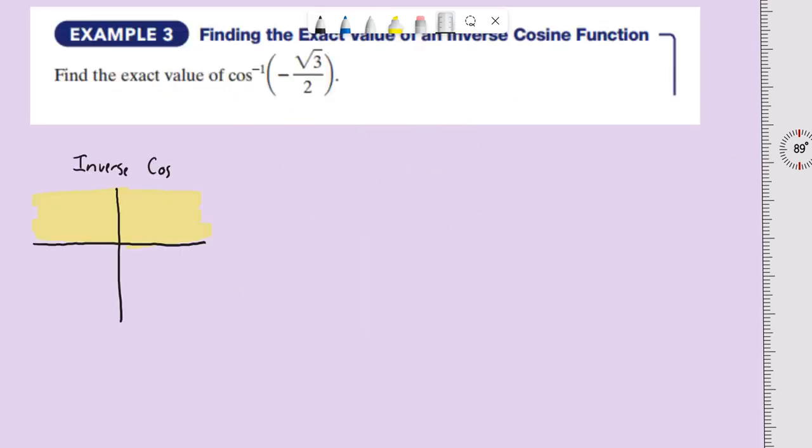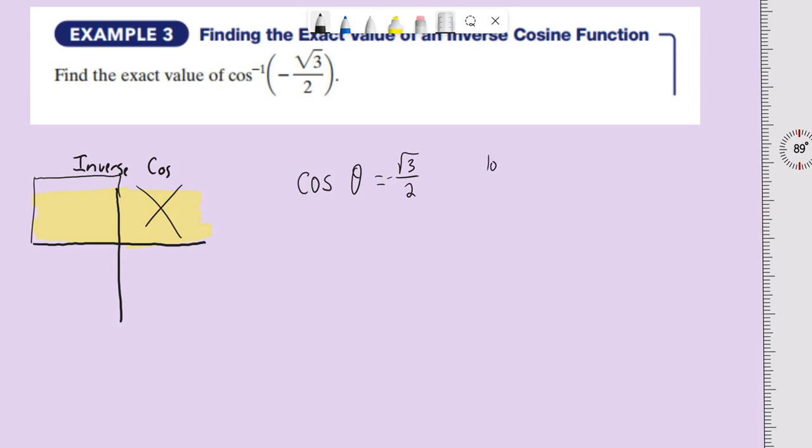So this is asking us to find the exact value of the inverse cosine of negative root 3 over 2. So let's start here with understanding this is going to be in quadrant 2, right? This is going to be here. It cannot be in here because that's negative, and cosine would be positive in that quadrant. So we're clearly dealing with quadrant 2. So let's rewrite this as cosine of theta equals negative root 3 over 2. All right, now that's going to be very similar to what we just did. We realized that cosine, so that's the x value.